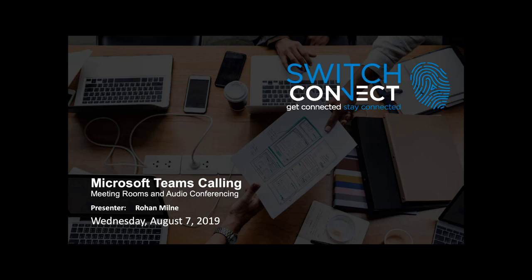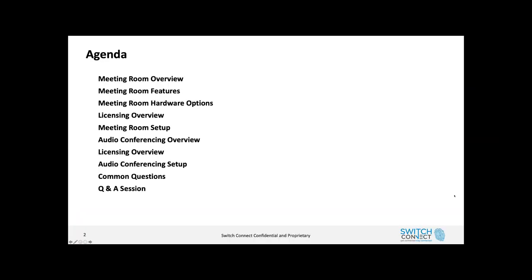So as I said before, we're going to look at meeting rooms and then also into audio conferencing. So a bit of an agenda today. We'll go over meeting rooms, some of the cool new features that have been released in July last month, some of the hardware options, what hardware you've got for meeting rooms. We'll go through the licensing, what licensing you need to provision. We'll then do, as we normally do, a step-by-step deep dive into provisioning a meeting room, and then we'll jump into audio conferencing, again, the licensing around that, how to set that up, and then some common questions we see people ask, and then jump into a Q&A.